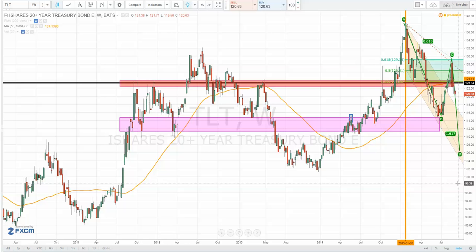Okay, on the screen right now, you see a chart of TLT, an ETF tracking long-dated U.S. Treasury bonds. It's a weekly chart. You can see that in the top left. The chart is from TradingView.com. What I wanted to highlight here is an AB equals CD pattern that is currently apparent on the chart and might be an interesting trading opportunity.